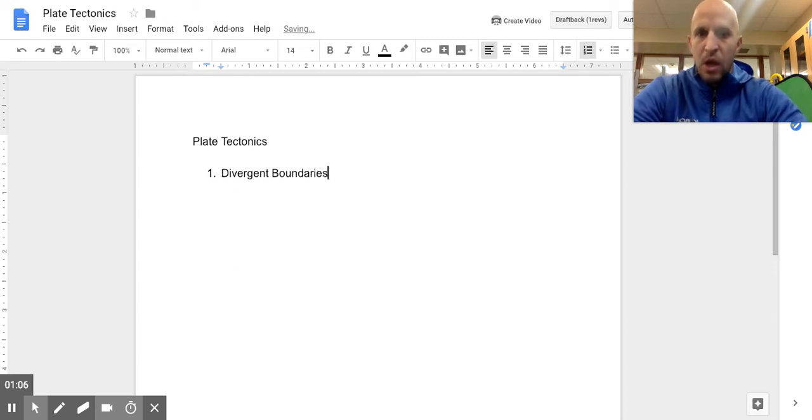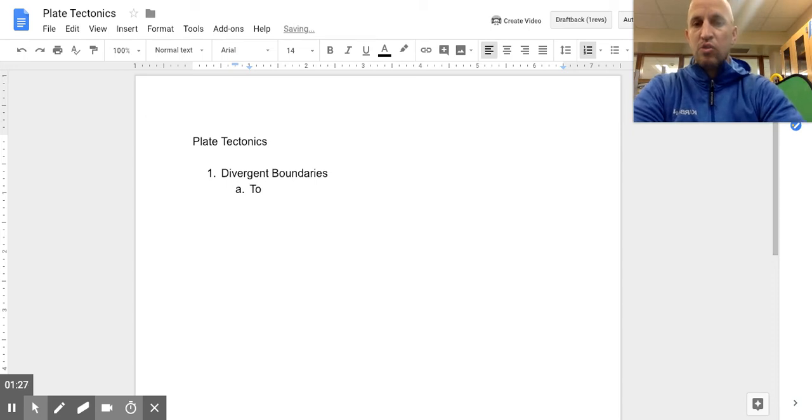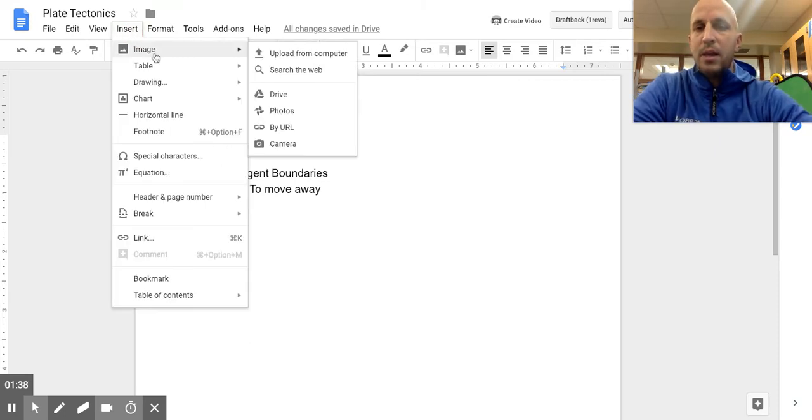Excuse me. So we're going to draw a few pictures here, actually, for this one picture to help us understand divergent boundaries. And the word divergent, if you've ever seen the movie Divergent, so to diverge means to move away. All right, so these boundaries are not coming at each other, they're moving away from each other. So to move away, we'll put that right there. So right here, I'm going to insert a picture here, which I want you guys to draw in your notes. So give me a second, and I'll get that image up here.